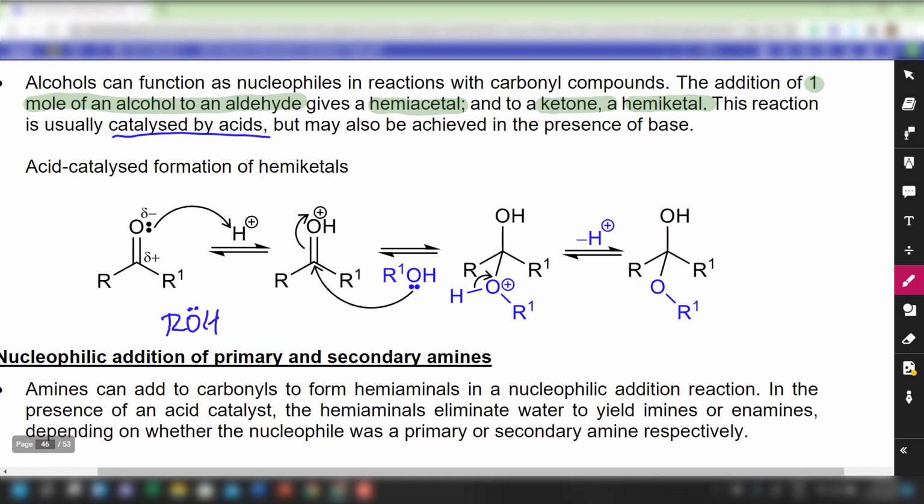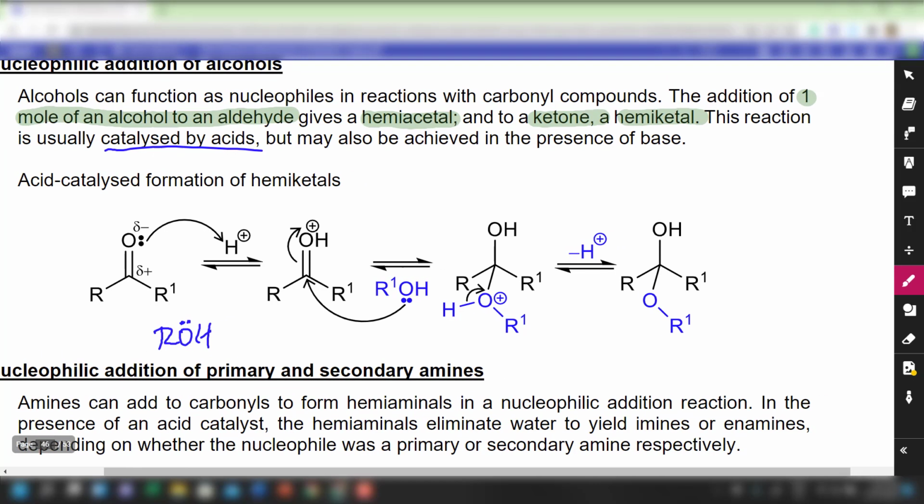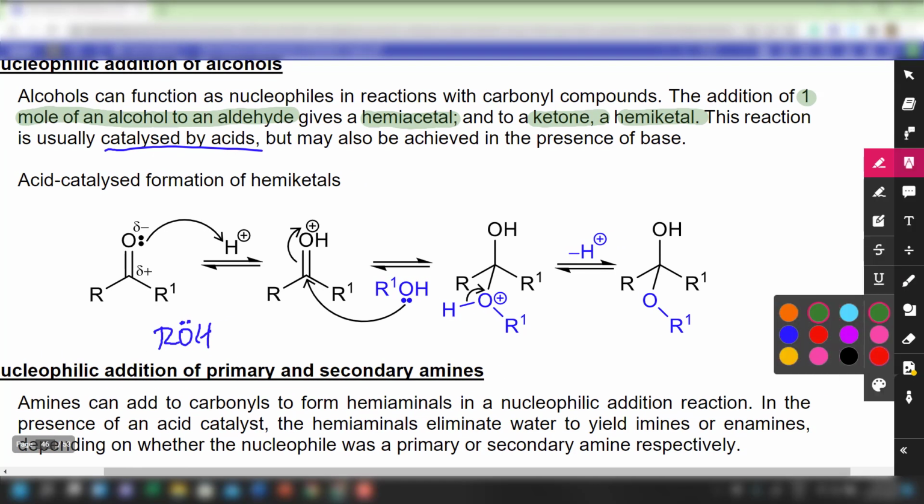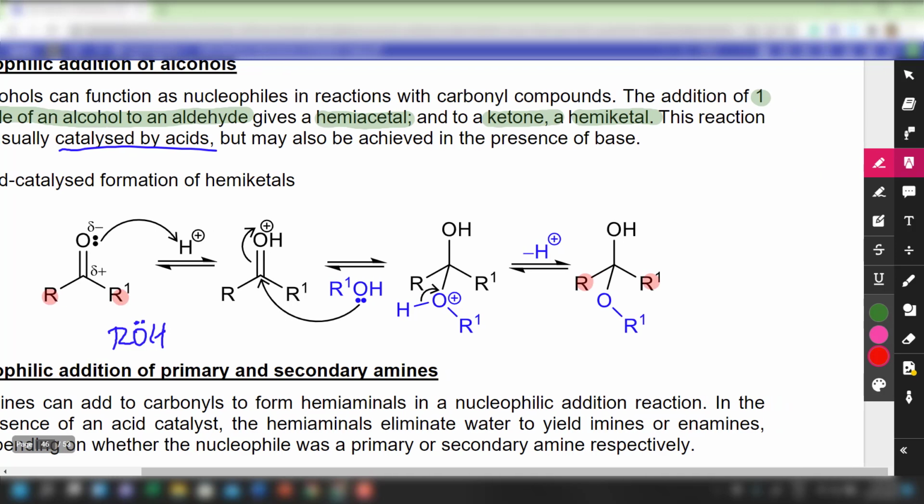Now, after the nucleophilic attack, the oxygen of the ROH will gain a +1 formal charge, and then a proton is lost, and we are getting this compound known as a hemiacetal. Okay, sorry, this is a hemiketal, because we started off with a ketone. So we need to remember that we start off with a ketone, so what we are getting here is a hemiketal.